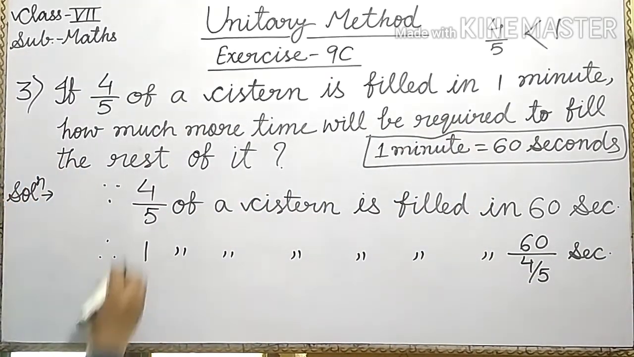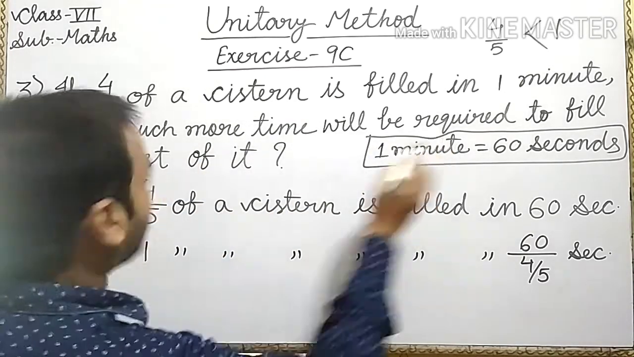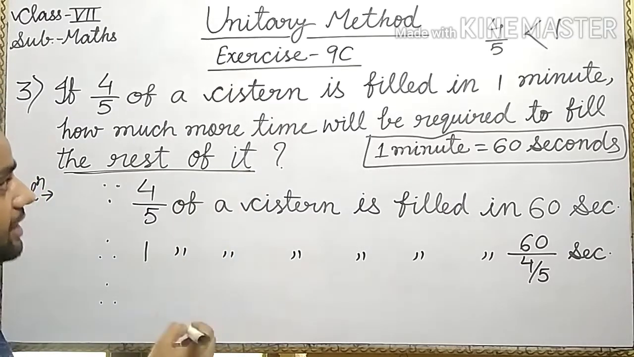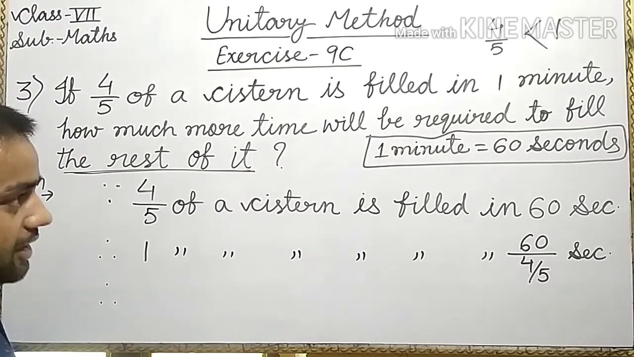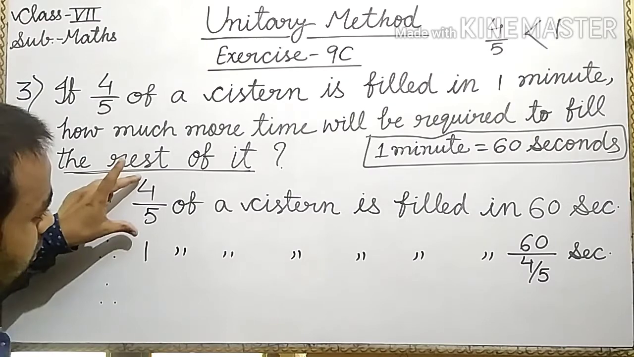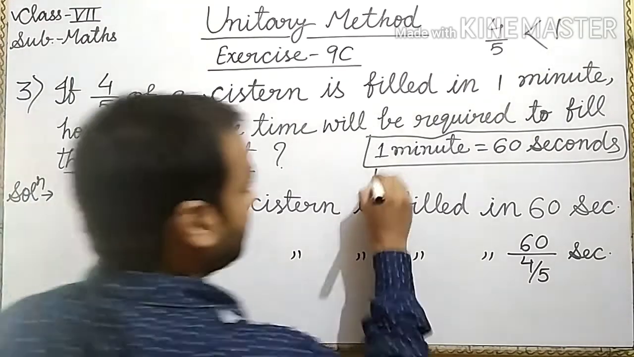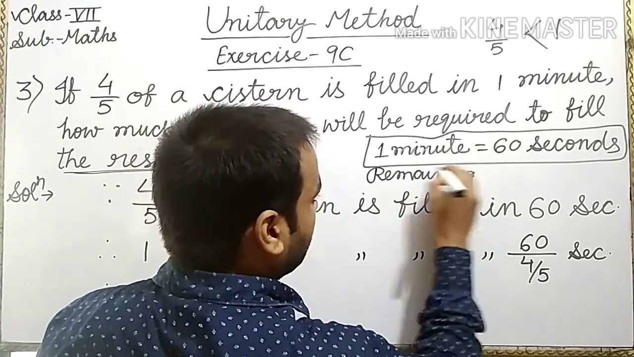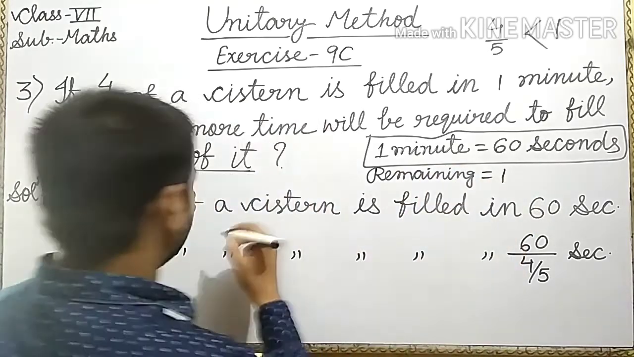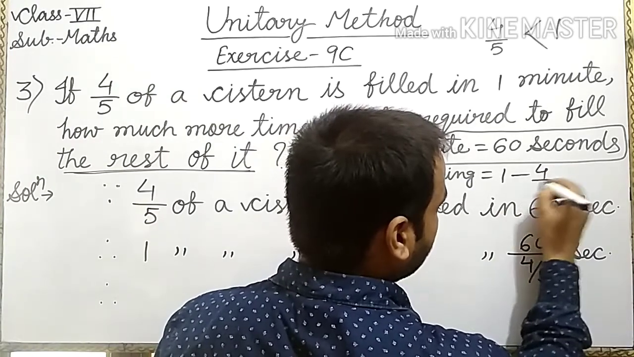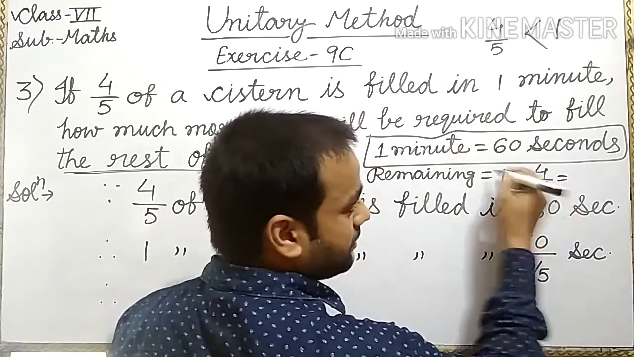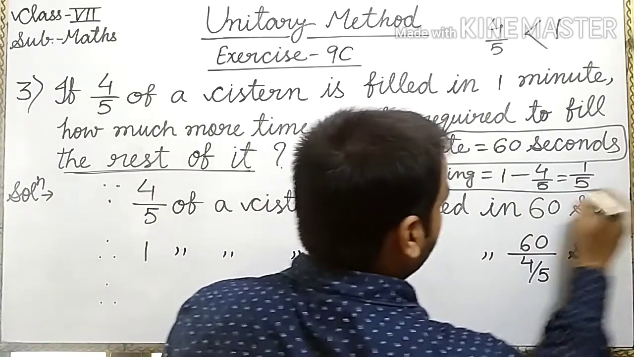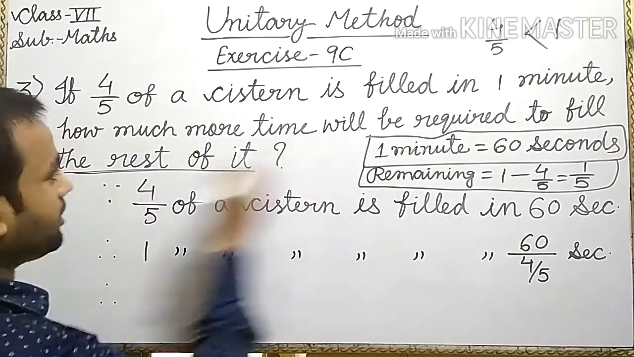Therefore, how much more time will be required to fill the rest of it? So here the data for the rest of it is not given directly. The cistern is filled up 4/5, so find the remaining. Complete is denoted 1. Filled up 4/5, so subtract 4/5. Take the LCM 5: 5 minus 4 is 1/5. So how many parts is the rest of it?